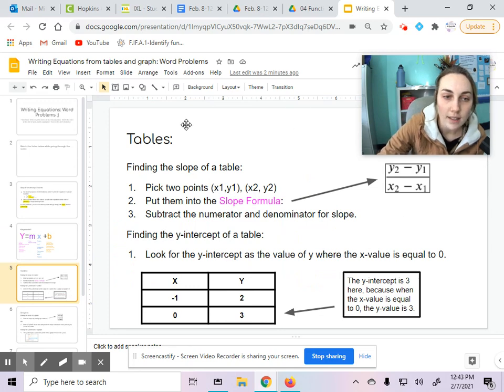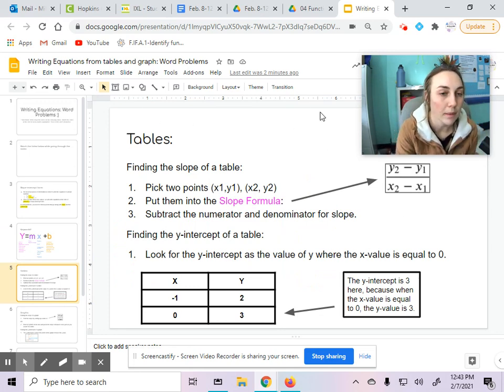All right, so guys, this slide right here is just going to be review on how to find the slope and the y-intercept of tables. How you find the slope of a table is you pick 2 points on the table and you label them x1, y1, x2, and y2, and then you put them in the slope formula and solve. Again, that is review. If you need help with that, there's a lot of videos from before Christmas break that you can watch that I go into more detail of this. But yeah, you put them in the slope formula, you subtract the numerator and the denominator, and you'll get slope every single time.